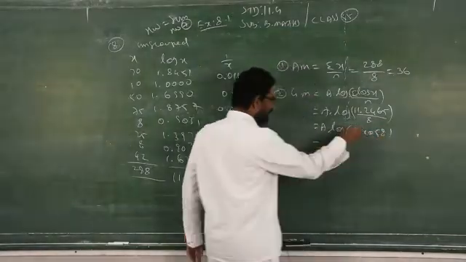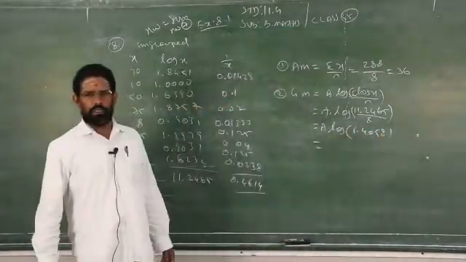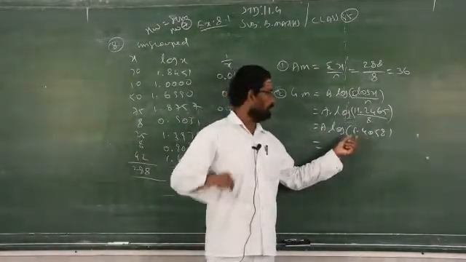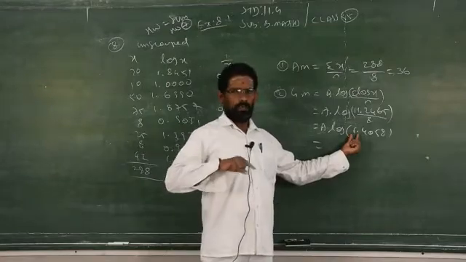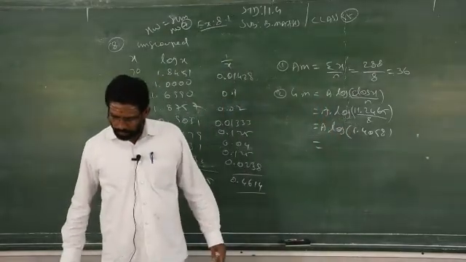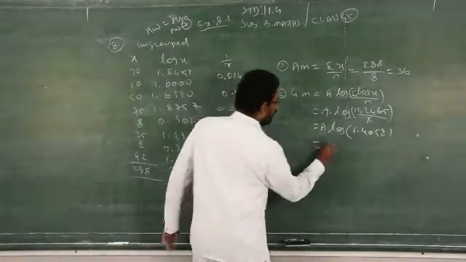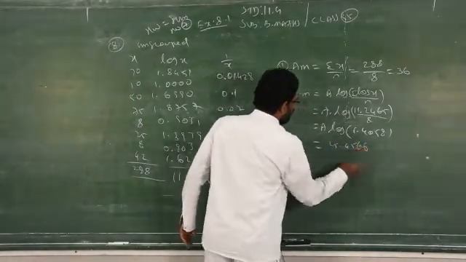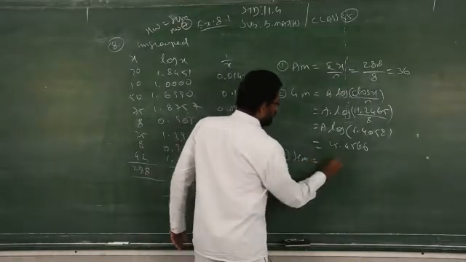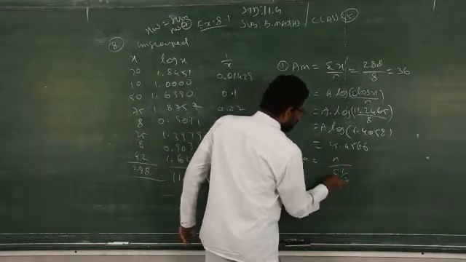1.4058. Find the anti-logarithm of 1.4058. Take the anti-logarithm for the decimal only, and keep the point after how many digits? Number of 1 plus 1, that is 2. So you have to keep the point after 2 digits, which will give you 25.4566.